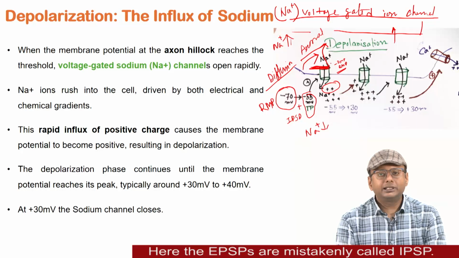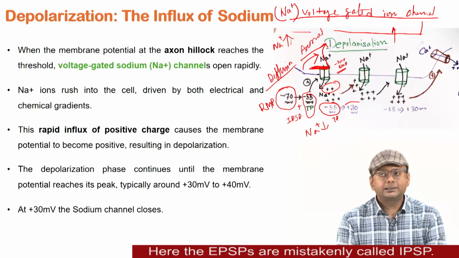And as positive charge of sodium ion comes rapidly inside of the cell, the potential which was initially at minus 55 millivolt, or threshold potential, you see the potential will rapidly change from minus 55 millivolt to plus 30 millivolt. Okay. So basically what happened, again let's recapitulate, that initially we had resting membrane potential which was minus 70 millivolt, and after that through the IPSP signal it got the threshold potential which was minus 55 millivolt.